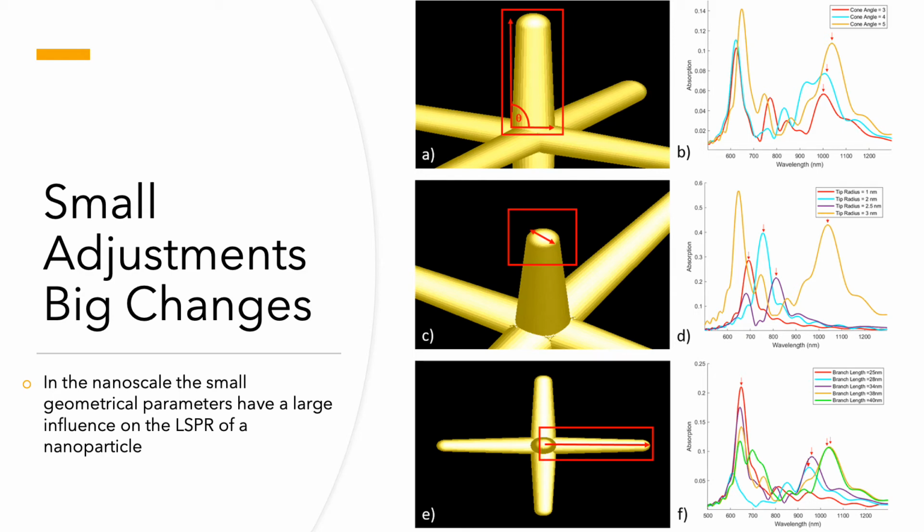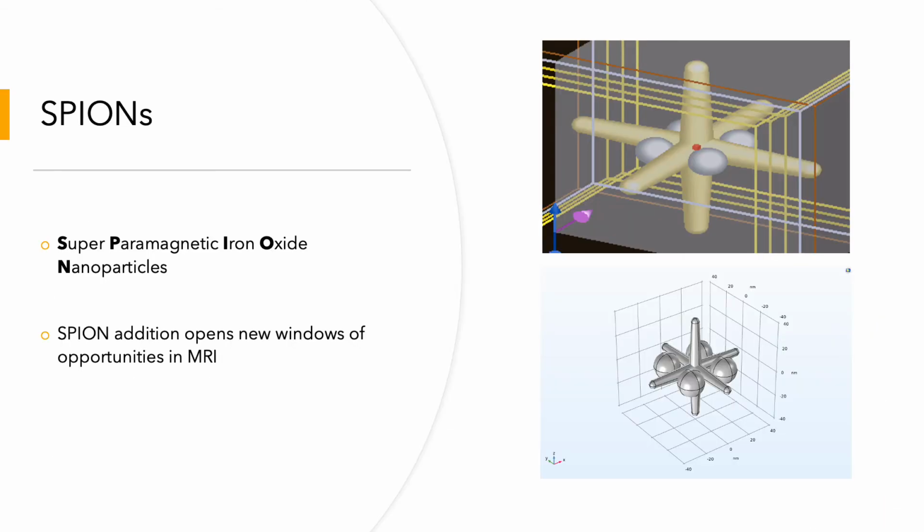In image C, we can see that we adjust the tip radius of our nanoparticle. We can see from this image that as we increase our tip radius, we drastically move our absorption peak into the near infrared region. In our last set of images, image E, we are adjusting the branch length of our nanostar. As we increase this branch length, it starts moving our infrared peak further and further into our infrared region, and it seems to stop having as drastic an effect around 40 nanometers in length.